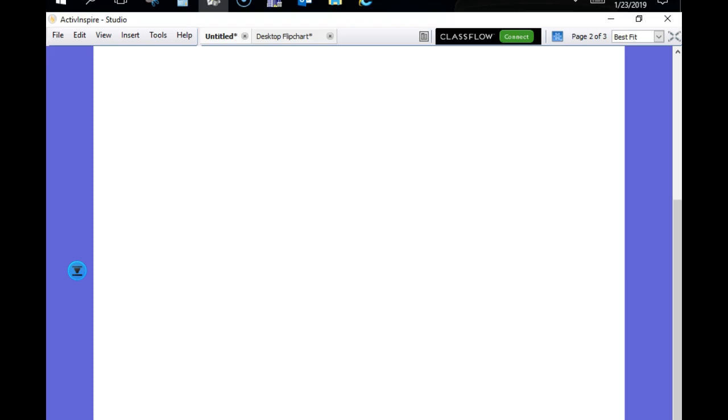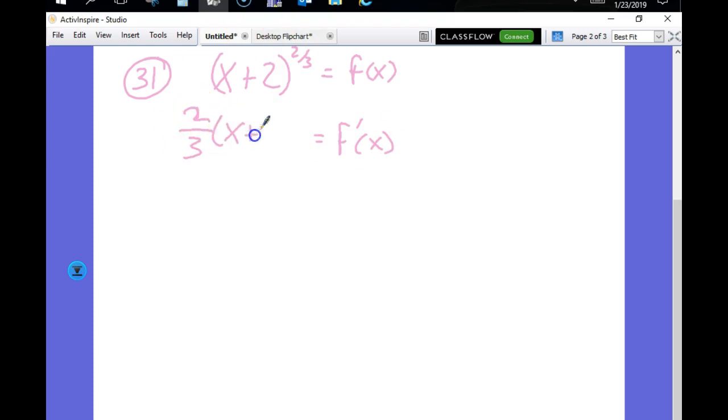After that, we have number 31. x plus 2 to the 2/3 power. What are we calling that? F of x. Okay, so f prime, this is going to be a chain rule, right? So we're going to move this power to the front. It's going to be 2/3. We're going to take 1 away from that.